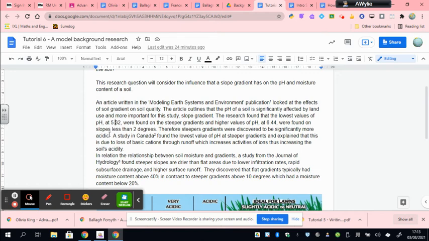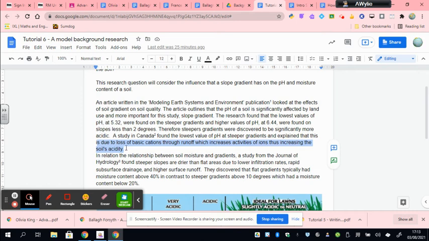Now, this student's gone a little bit further. They're looking at why is that. So why do steeper gradients have a more acidic soil? So a study in Canada found the lowest value of pH at steeper gradients and explained that this is due to the loss of basic cations through runoff, which increases activities of ions, thus increasing soil acidity. Now, you don't actually need to know what that means. But it would make sense if you did know what it means.